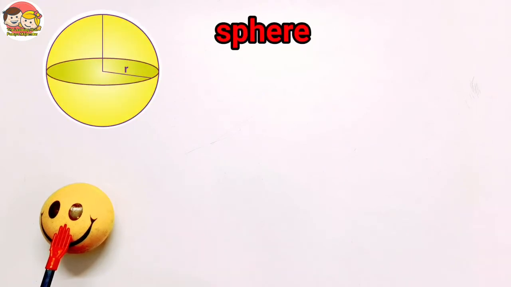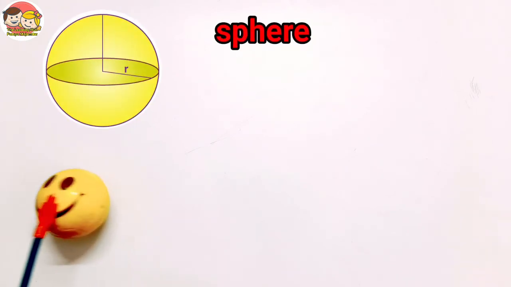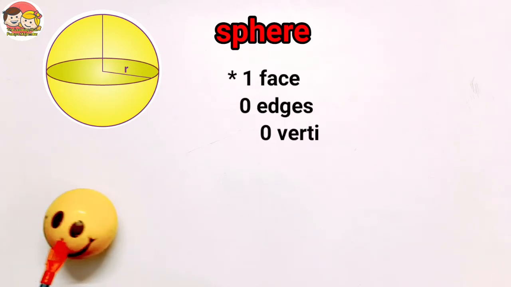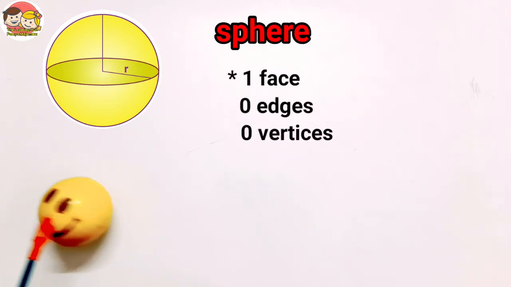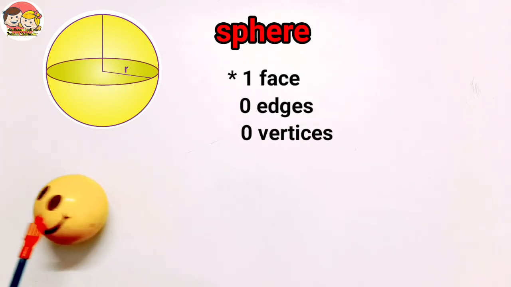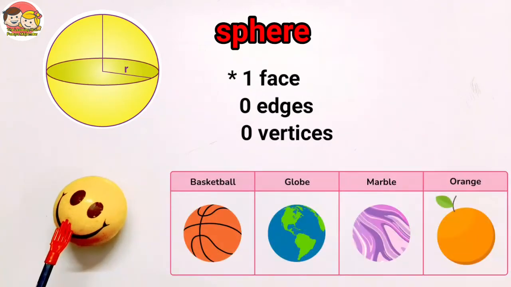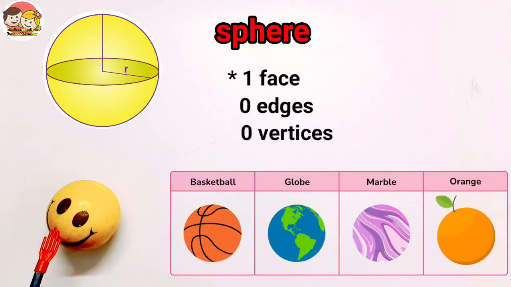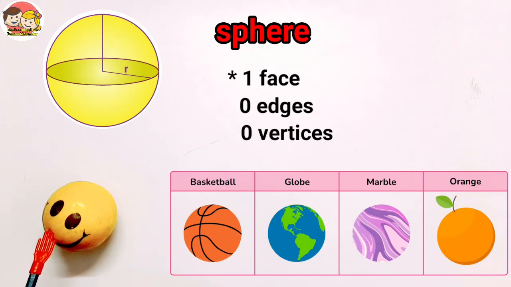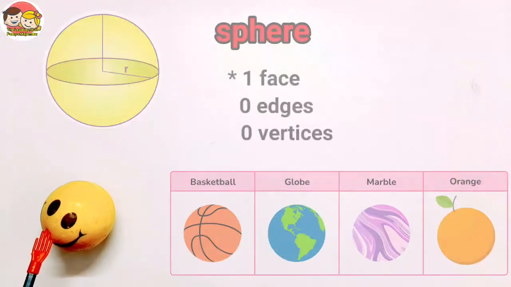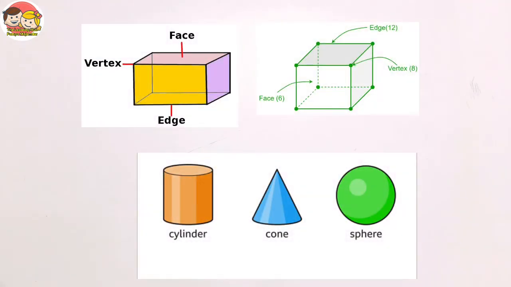This is a sphere. A sphere is round. It has only 1 face, which is curved. It has no edges and no vertices. Marble, ball, globe, orange, etc. are few common examples of sphere shapes in real life. So cuboid, cube, cylinder, cone, sphere are some common 3D shapes.